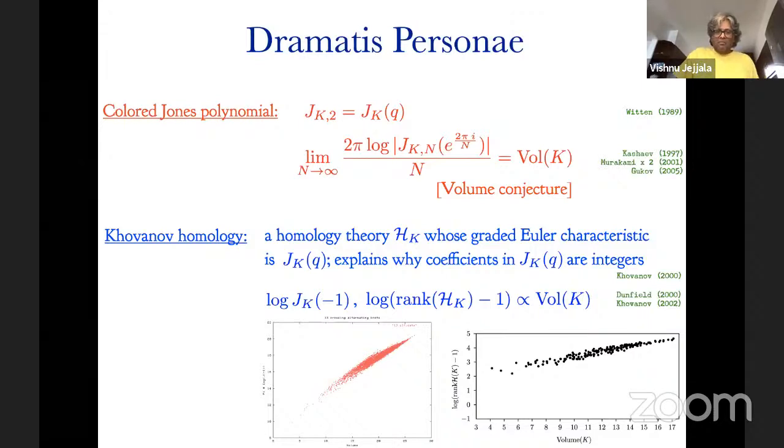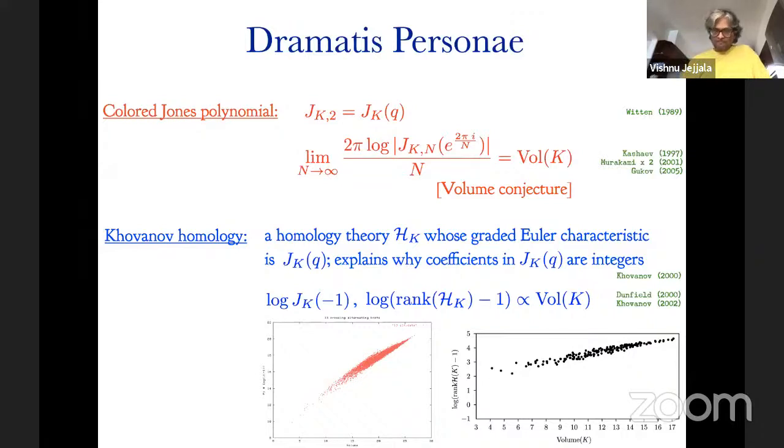And the homology theory that Khovanov developed explains a mysterious fact about Jones polynomials, that the coefficients that appear were all integers. It turns out they're the dimensions of things. So that's a natural explanation for the properties of this Jones polynomial. Anyway, Khovanov noticed if you compute the rank in Khovanov homology, that's also proportional to the volume of the knot complement.